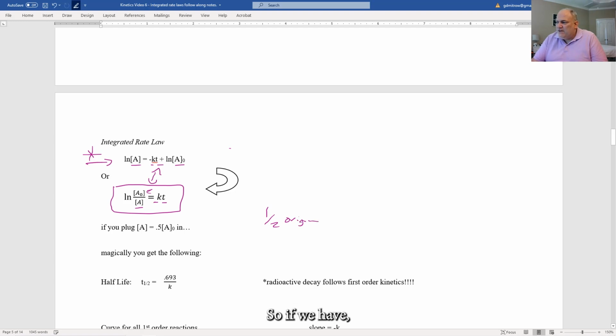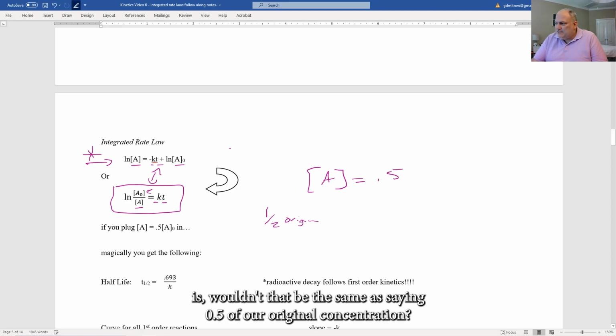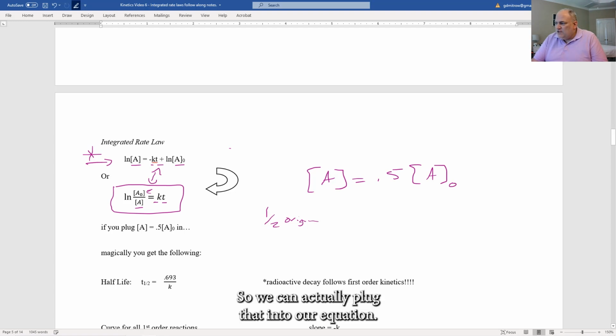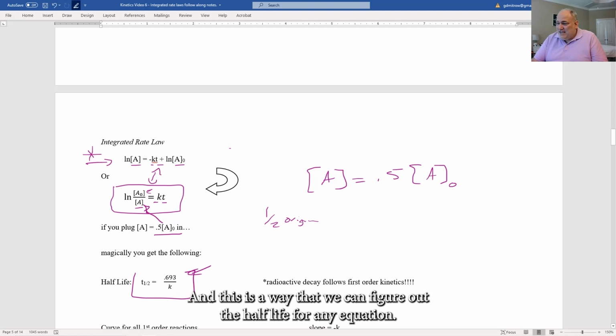So if our new concentration is half of what our original concentration is, wouldn't that be the same as saying 0.5 of our original concentration? So we can actually plug that into our equation, and when we put this 0.50 in here, down below, we actually get this. And this is a way that we can figure out the half-life for any equation.